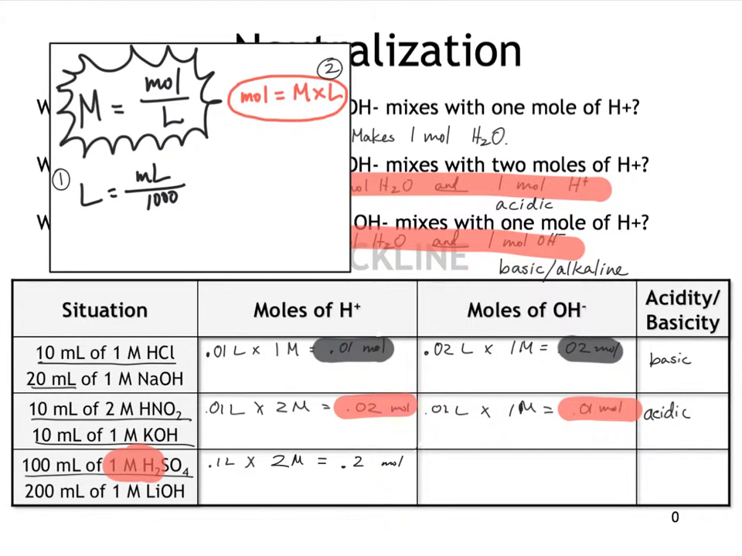Now for the next example, we have 200 milliliters of 1 molar LiOH. So 200 divided by 1,000 is 0.2 liters. The concentration of this base is 1 molar. And that means we have 0.2 moles of hydroxide. And when you compare the number of moles of hydrogen and hydroxide together, you'll see that they're the same. And that means that this solution would be of a neutral acidity or basicity.